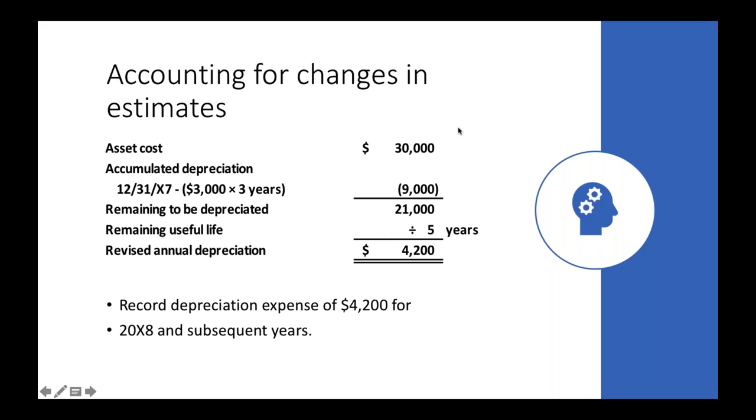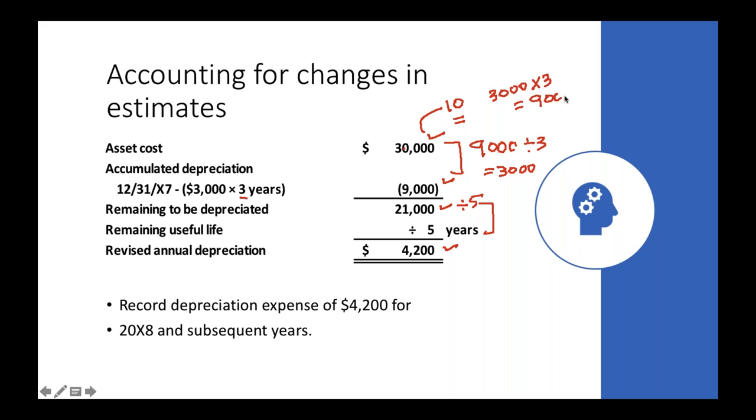Say for example here, we have an asset cost of 30,000, accumulated depreciation for 3 years was 9,000, so the value is 21,000. We estimated that the future life of this asset is 5 years from now. So this amount divided by 5 years, the annual depreciation now is going to be 4,200. Earlier, the depreciation for 3 years was charged 9,000, meaning yearly depreciation was 3,000. So the life of this asset was treated as 10 years. So 30,000 divided by 10, each year we charge 3,000. 9,000 was the depreciation charged.